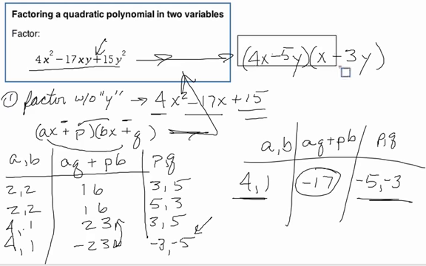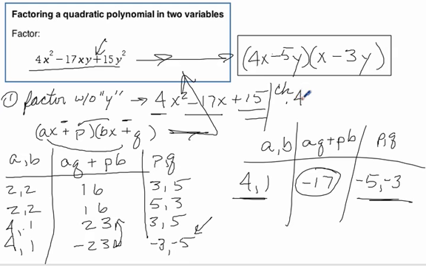Okay, so that's going to be our final answer, but we don't want to just leave it without foiling it and checking it out. So our first gives a 4x squared. Here's our check. 4x squared. Our outer is a negative 12xy. Our inner is a negative 5xy. That combines to be a negative 17xy. Okay, it's looking good. Our last becomes a positive 15y squared. Check.